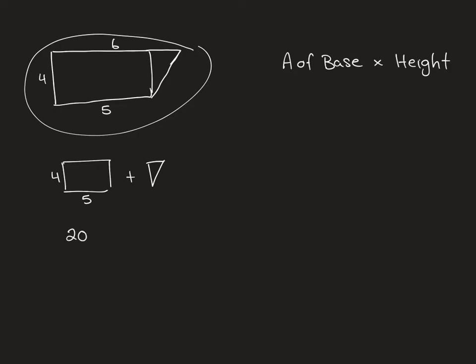The triangle is going to have an up and down height here that matches the other side of the rectangle. So it will be 4, and then to figure out how much comes across, we just need to take apart the 5 from the 6, right? So this would be 1. So a triangle is going to be 4 times 1 divided by 2, which is 4 over 2, which is 2. So now we need to add them together. 20 plus 2 equals 22. So that's the area of our base.